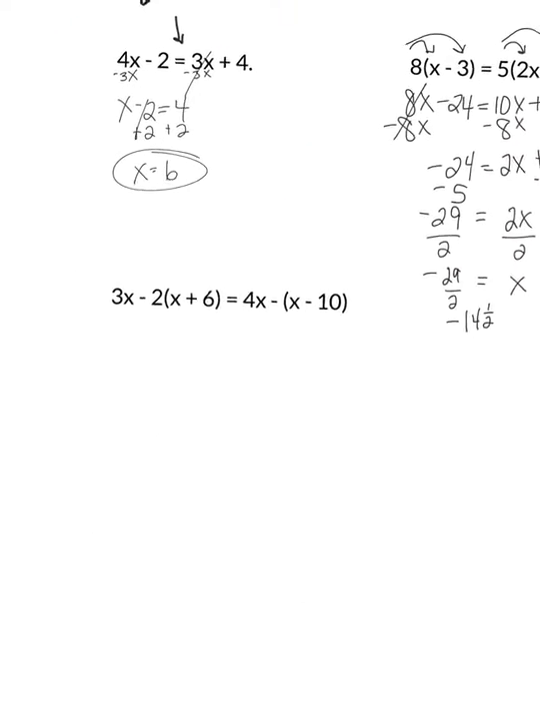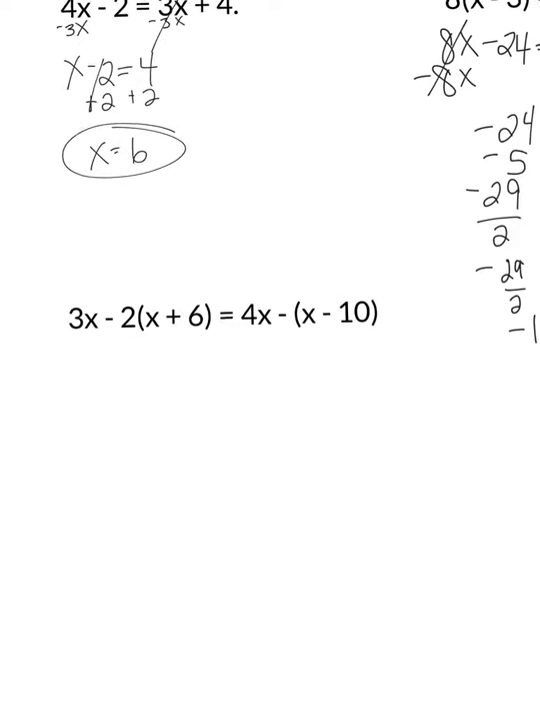This last problem has all of those steps in it. So step 1, distributive property. Both sides have a distributive property. I'm going to distribute negative 2 to both terms, distribute a negative 1 to both terms. So 3x comes down. Negative 2 times x gives me negative 2x. Negative 2 times 6 gives me negative 12. Equals 4x comes down. Negative 1 times x gives me a negative x. Negative 1 times negative 10 gives me a positive 10.